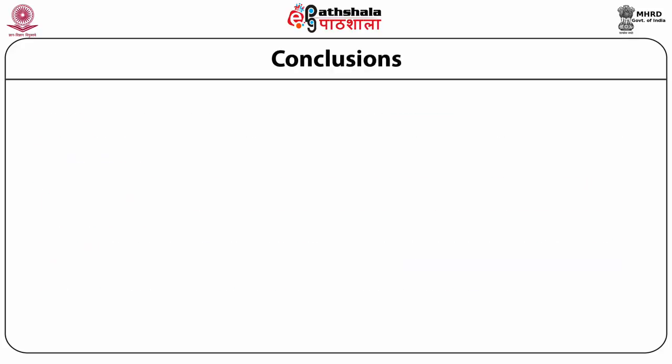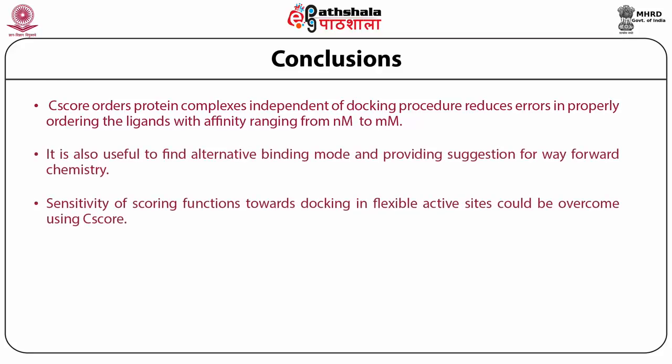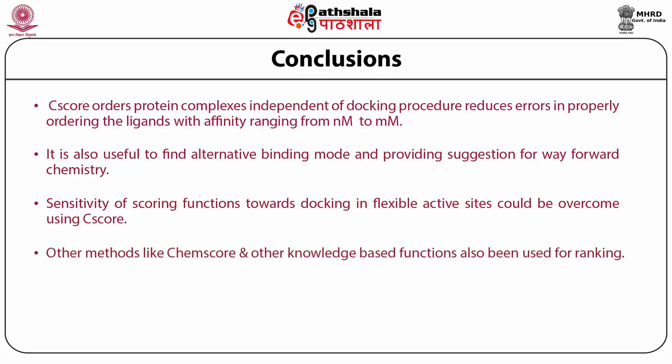So, coming to the conclusions. What we conclude, at least, is that C-score orders protein complexes independent of the docking procedure, and it orders properly at least the strong binders versus the weak binders, which is very important. It is also useful for alternate binding modes, because it gives you the opportunity of exploiting many new interactions for the medicinal chemist. Scoring functions for docking in a flexible active site can have this problem even when using C-score. So, chem-score or other knowledge-based functions should also be used for ranking.